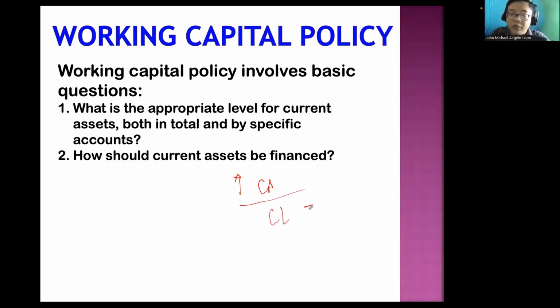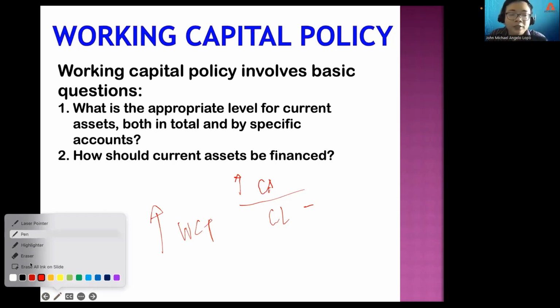If you increase your current assets, sigurado, you have more working capital policy. Di ba? Eh kung nangutang ka din ng current assets mo and current liabilities mo, may mga time no effect yan. Alright. It would depend on your capital policy.